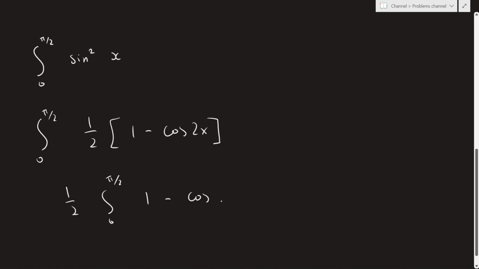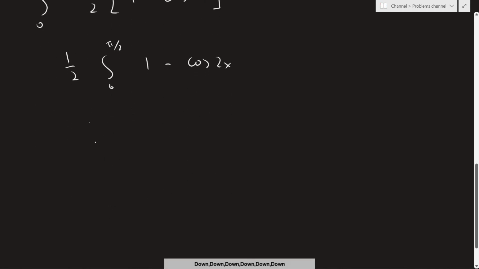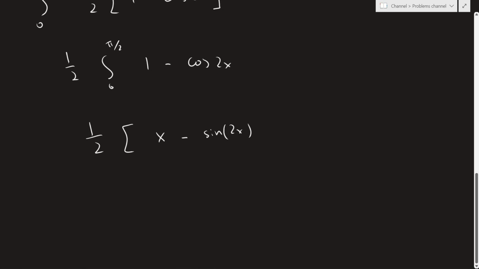So 1 minus cosine 2x. The integration of 1 is simply x, minus the integration of cosine, which is sine, right? However, there's a catch here. When we find the derivative of cosine 2x, at the end we multiply by 2, right? Because of the 2x here. But when we find the integral, we do the opposite. Whatever is inside, we divide by it. So we divide by 2. Okay, it's between 0 and pi over 2, and just replace, and you're going to find the answer.